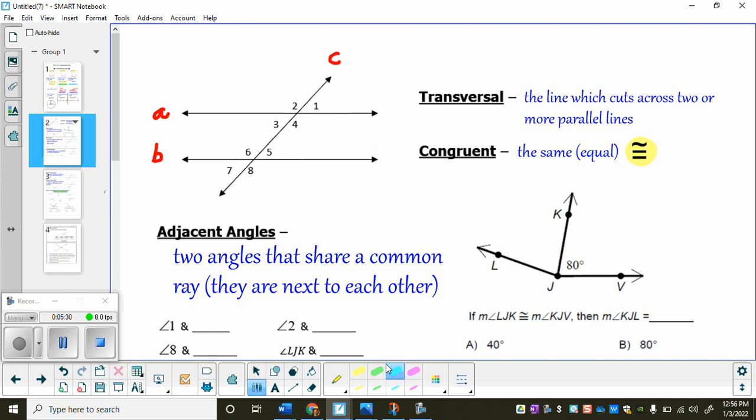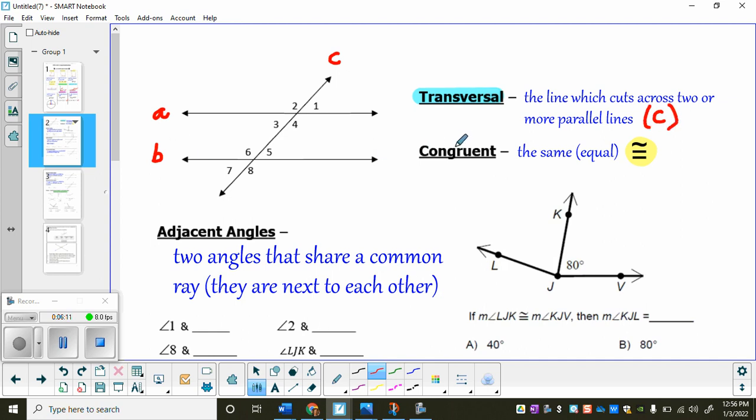This might seem a little like the word transcontinental that you've heard in history. The Transcontinental Railroad cuts across the United States. So think about that when you're remembering that a transversal cuts across two or more parallel lines. The reason it says two or more is because, for example, I could put another line parallel to A and B right there, and the transversal is still cutting across that line as well. I'm going to delete that line now because I don't need it for the rest of the notes. So line C here is called a transversal, and I'll put that right here. We're talking about line C for the transversal, okay?